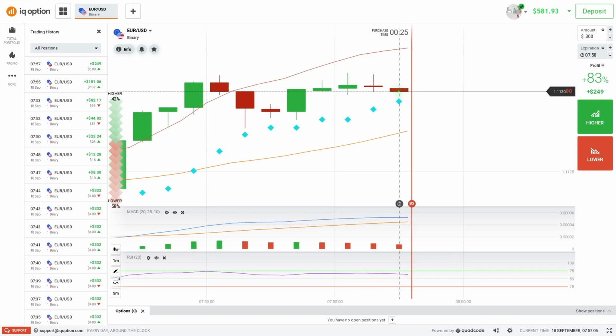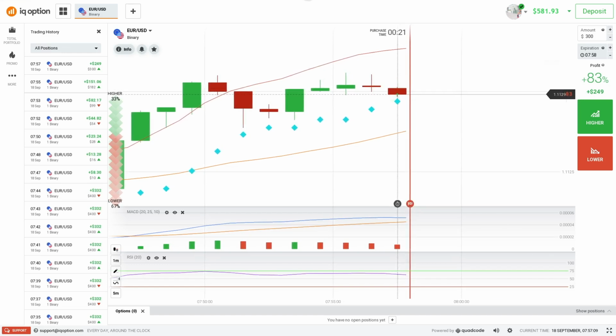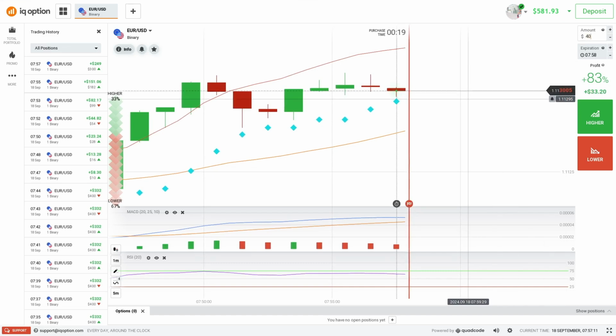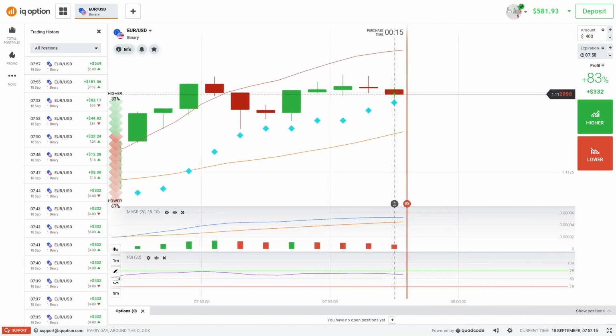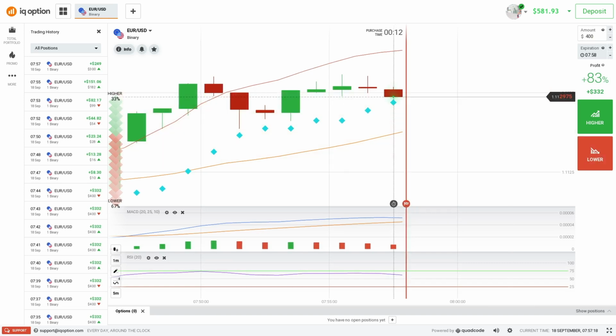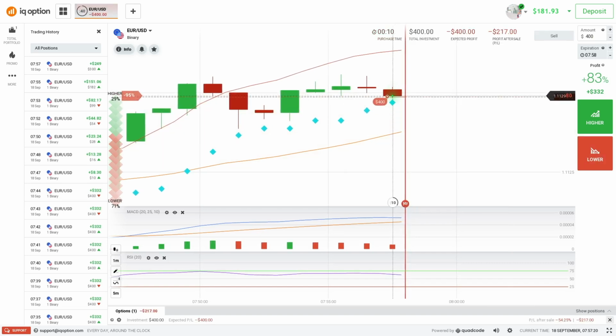So, as I was saying, next one is going to be red. This means another red candle, like $400. I'm sure this one, I'm 100% sure. $400. Yeah, down. Sure, this one is going down.